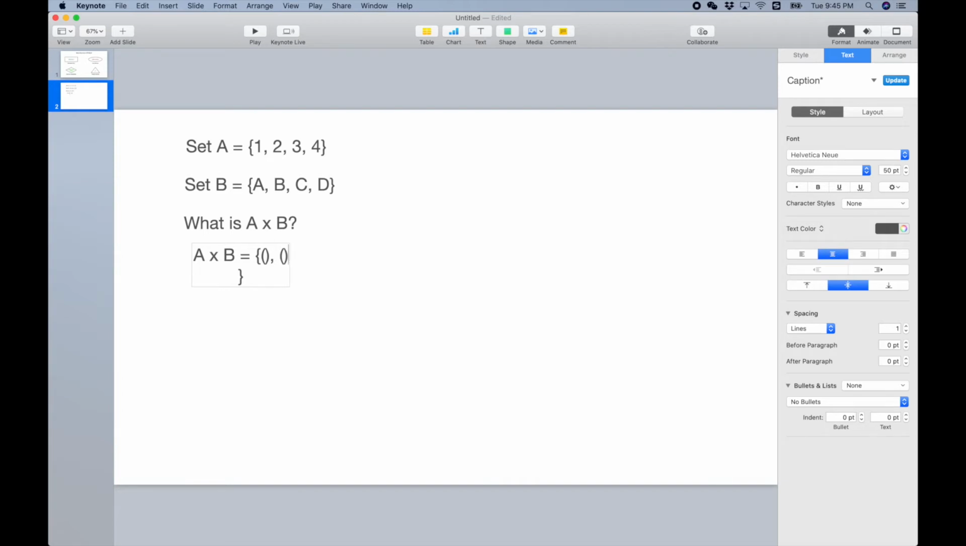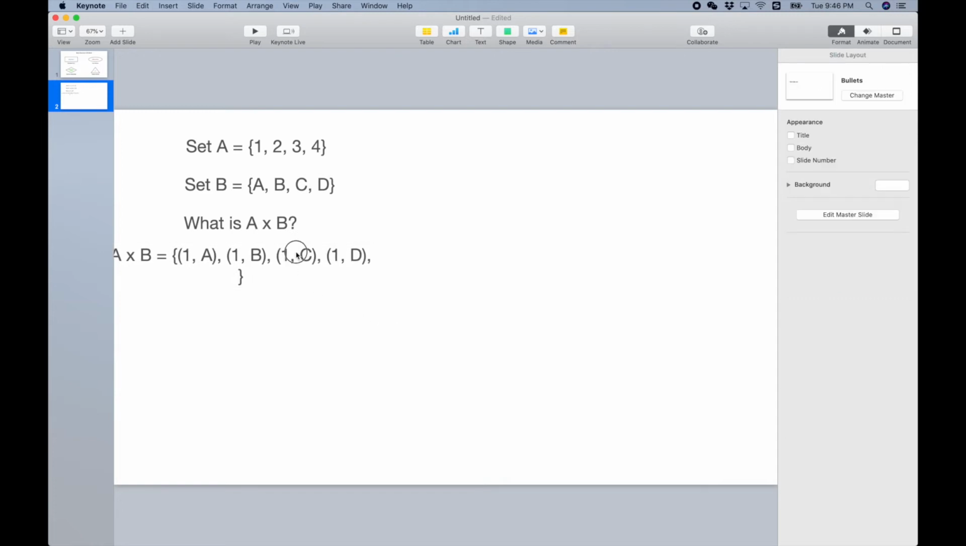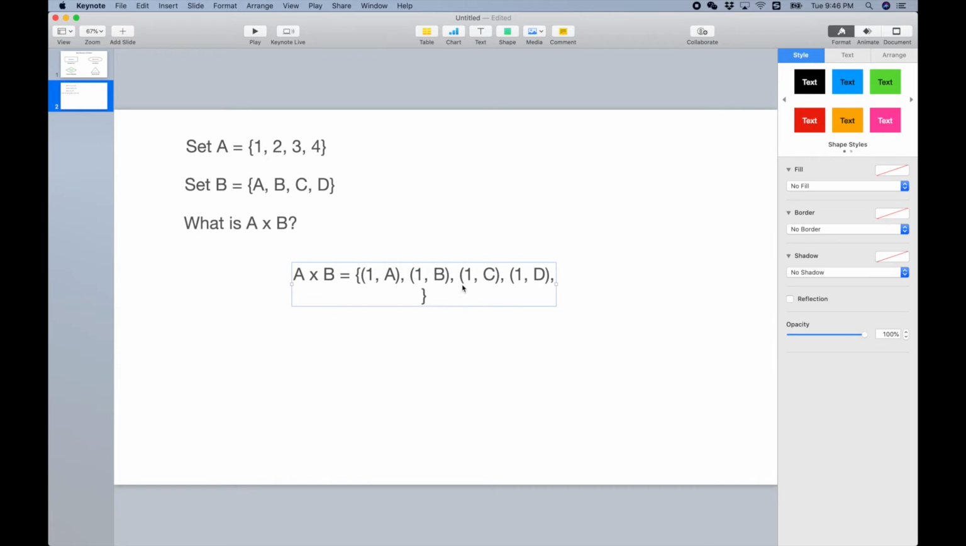We have lots of pairs. What is inside this pair? The pair will be a combination of the elements from A and elements from B. For example, we have 1A, together we compose a pair. And we have 1B, it will be a pair. Let me write down them all for you. And 1C, it will be a new pair. And 1D. And put them in the center part.